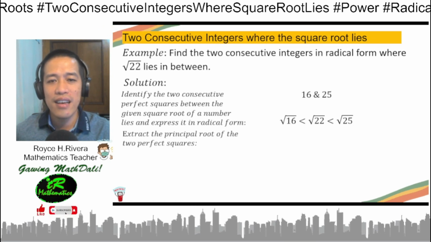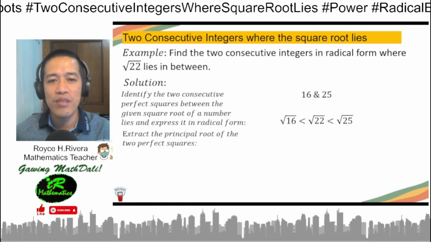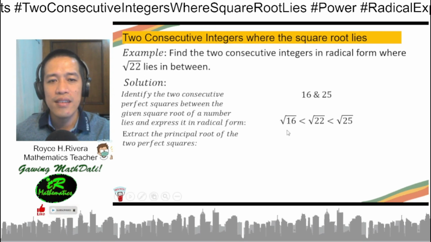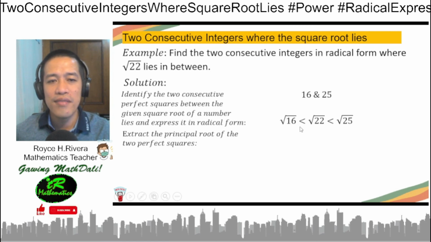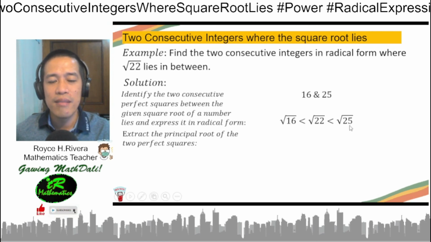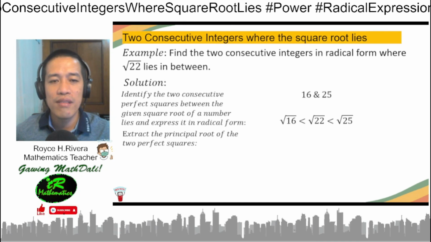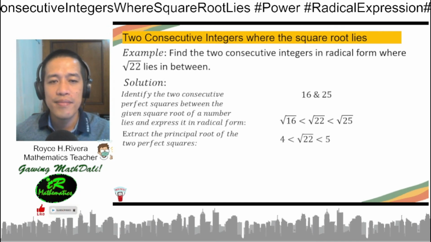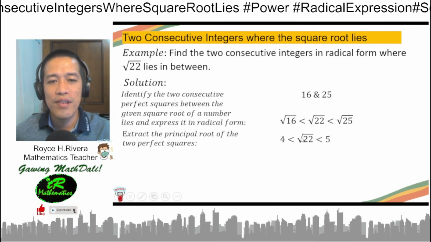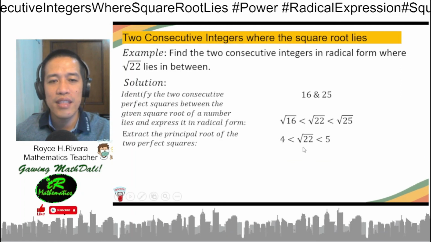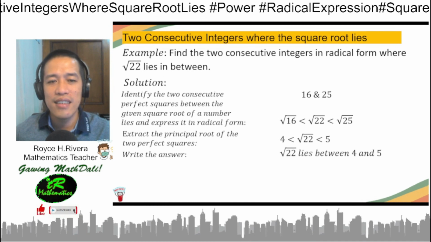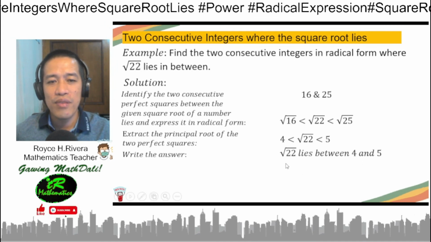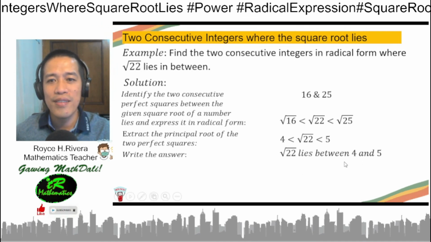Then we extract the principal root of the two perfect squares. The principal root of the square root of 16 is 4, and the principal root of the square root of 25 is 5. So we have 4 less than the square root of 22 less than 5. And finally, we write the answer. The square root of 22 lies in between 4 and 5.